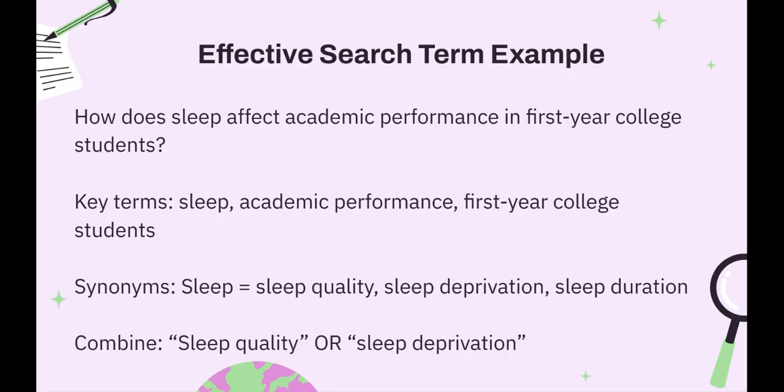So rather than just typing in sleep and academic performance and college students, a stronger search would be sleep deprivation or sleep quality, and academic performance or GPA, and first-year college students or freshmen. Notice that this combination of searches includes Boolean operators and, or, and not. And is used to narrow results, or is used to broaden results, and not is used to exclude terms. Quotation marks are used to keep phrases together. Weak searches, like college, sleep, bad grades, produce poor results compared to strategic keyword combinations.